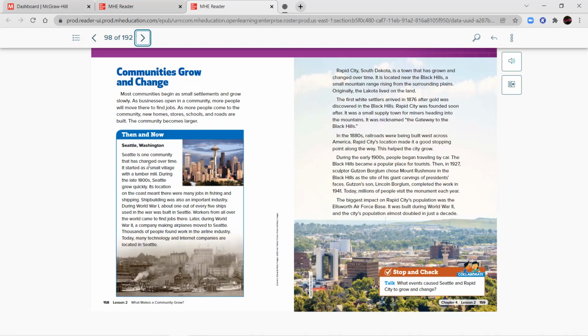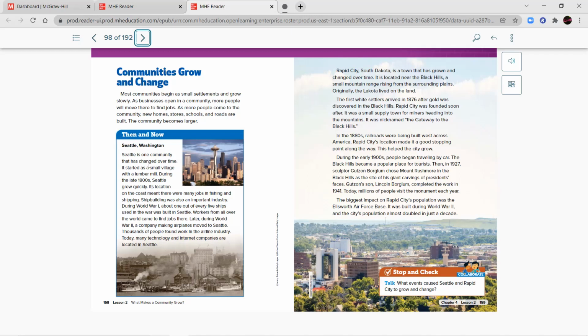Then and now, Seattle, Washington. Seattle is one community that has changed over time. It started as a small village with a lumber mill. During the late 1800s, Seattle grew quickly. Its location on the coast meant there were many jobs in fishing and shipping. Shipbuilding was an important industry.